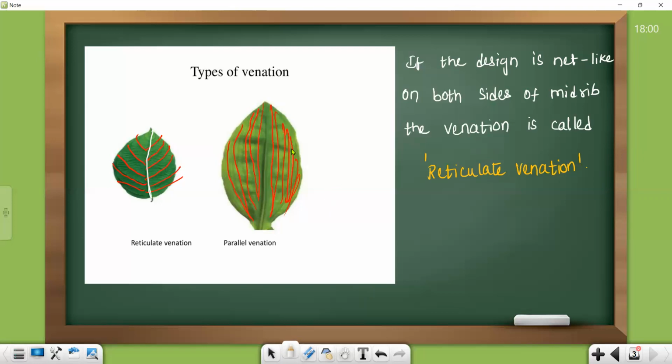Okay. If they are present in parallel, can you see how they are arranged in grass? You know grass, right? You can find grass around. If you take the leaf of grass, you can see the veins arranged straight. That venation is called parallel venation.